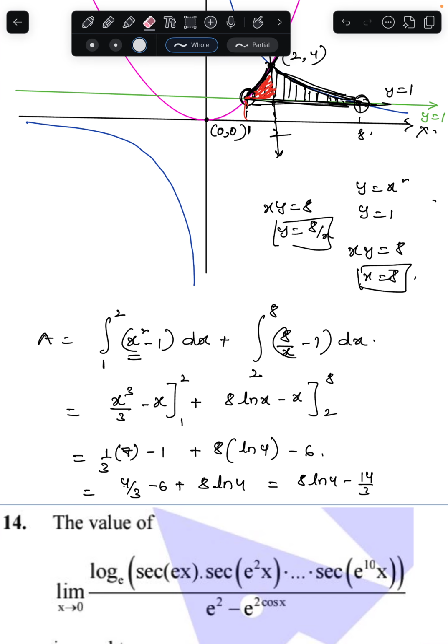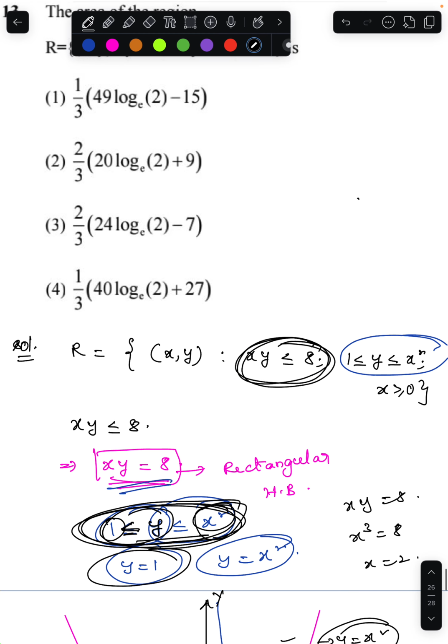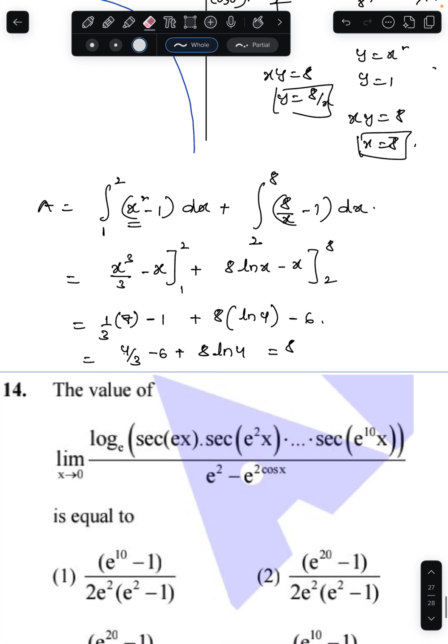So here you are left with 2 by 3, or you can take the LCM directly. So 8 log 4 is 16 log 2. The options are in log 2, right? So we can write 16 log 2 minus 14 by 3.